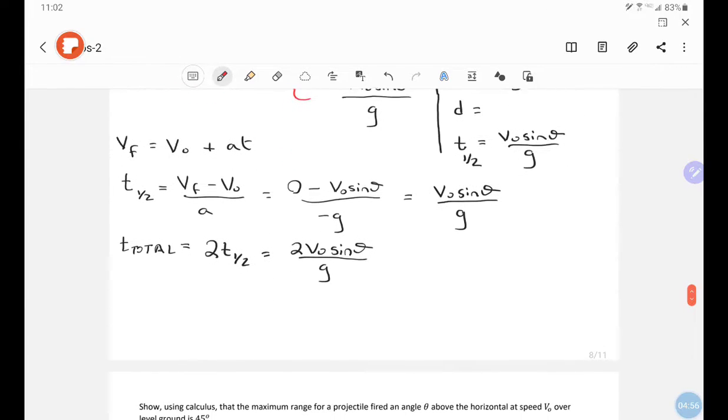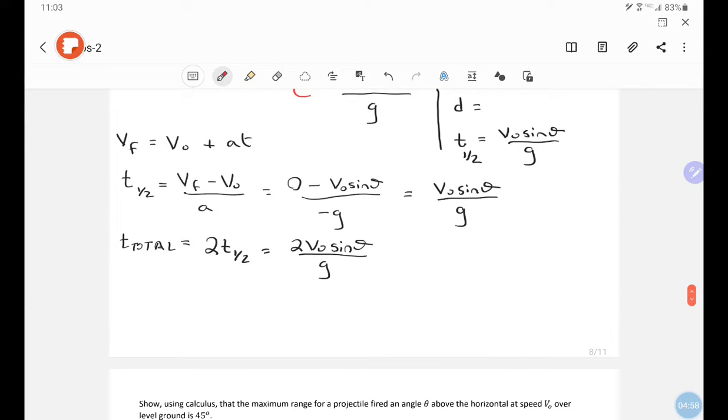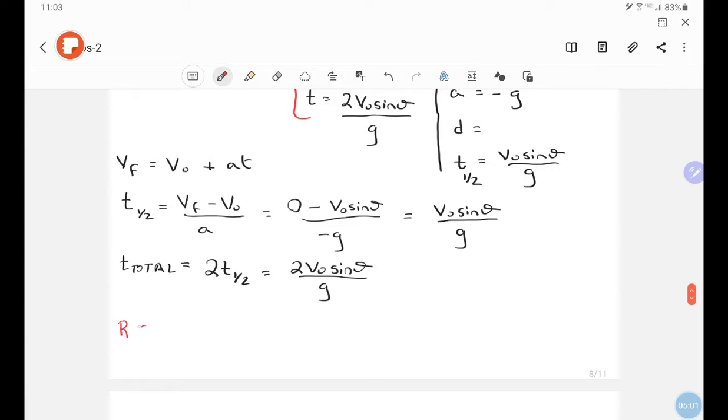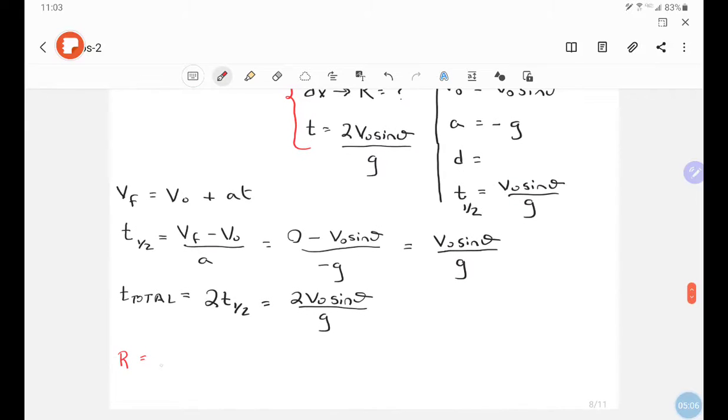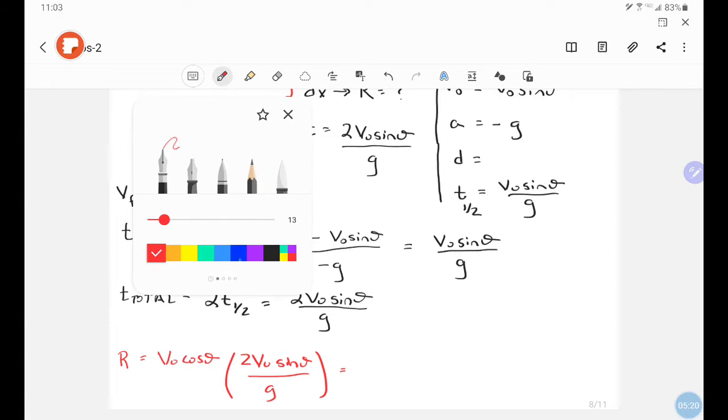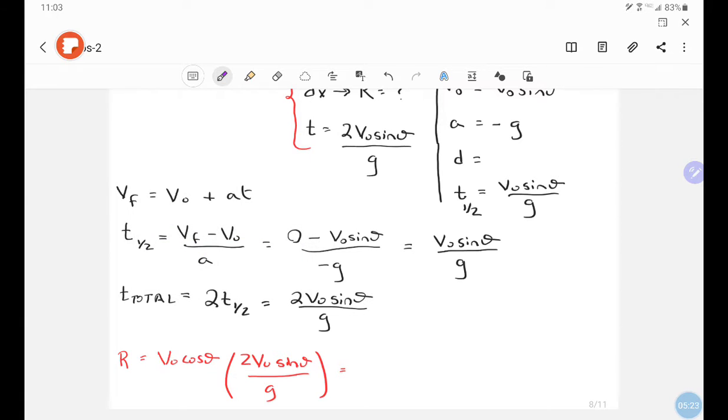So I'm going to use the expression that range is equal to speed times time. So that is V0 cosine of theta times 2V0 sine of theta over g. And we get an expression here that is nice, but not exactly what we're looking for. We get 2V0 squared sine theta cos theta over g.